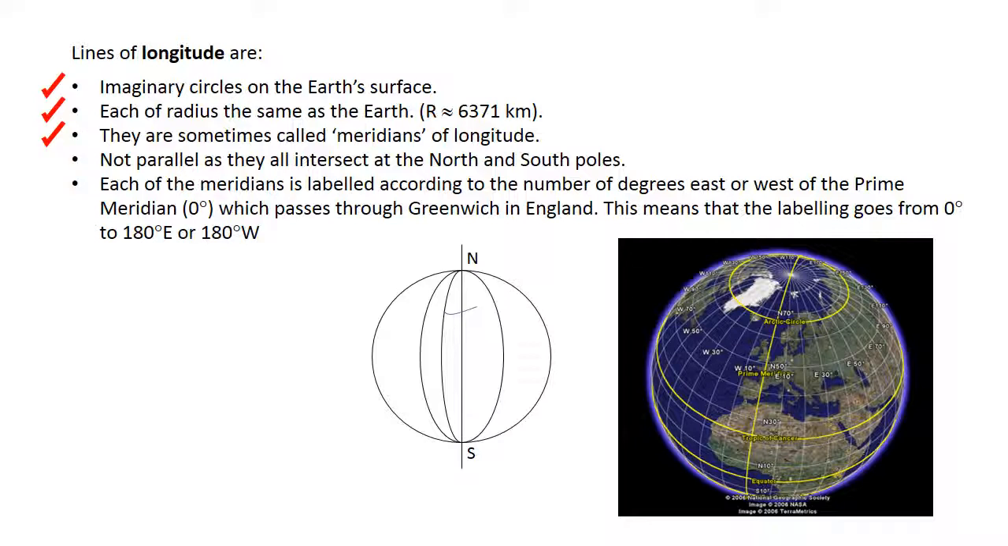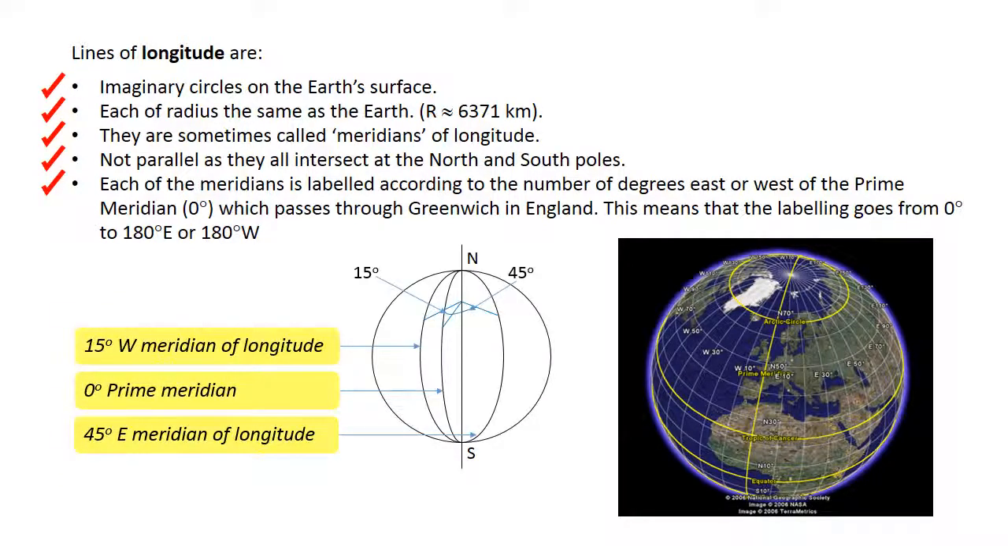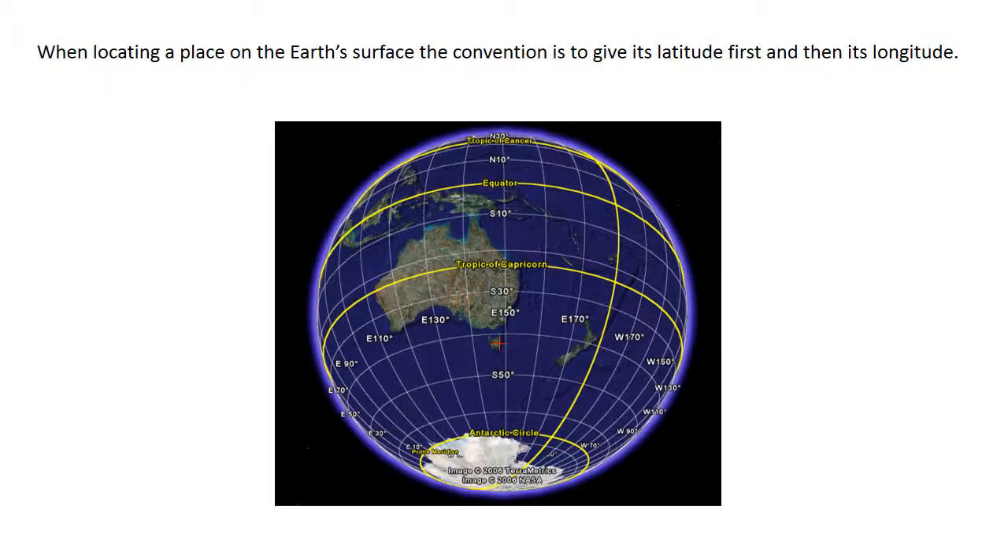The lines are not parallel as they all intersect at the north and south poles, and each of the meridians is labelled according to the number of degrees east or west of the prime meridian, 0 degrees, which passes through Greenwich in England. This means that the labelling goes from 0 degrees up to 180 degrees east or 180 degrees west. When locating a place on the Earth's surface, the convention is to give its latitude first and then its longitude. Hobart, for example, is 43 degrees south, 148 degrees east.